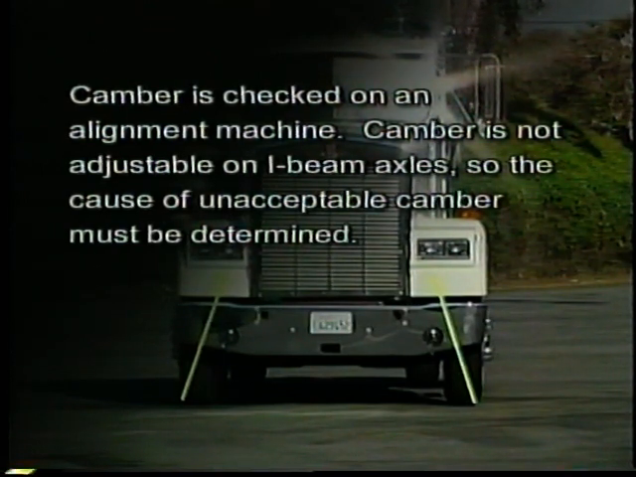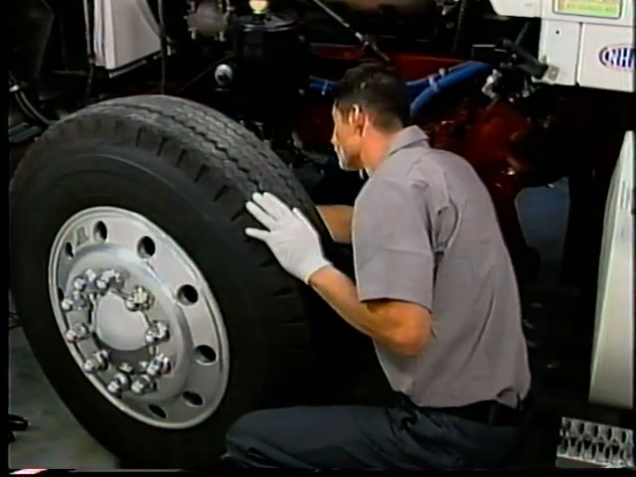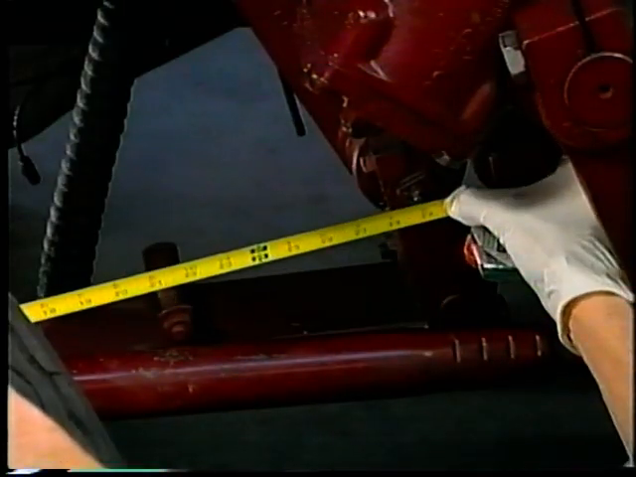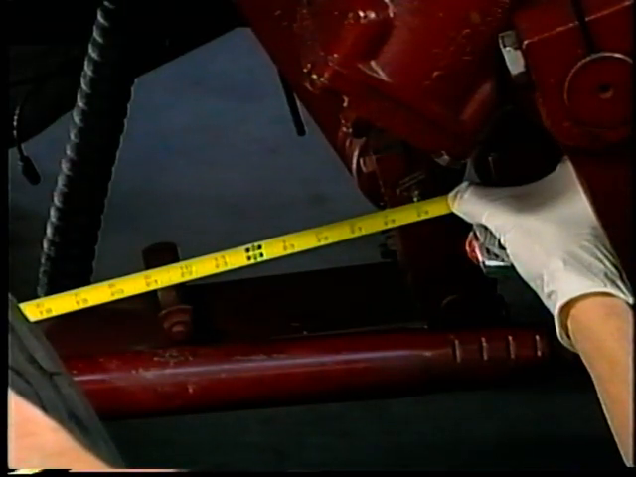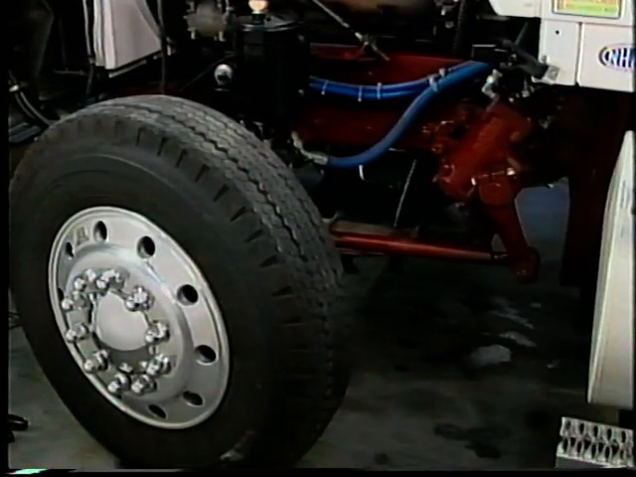Camber is not adjustable on I-beam axles, so the cause of unacceptable camber must be determined. If you have already checked the suspension components and found them to be okay, excessive tire wear may be caused by the I-beam being bent or twisted. Follow the manufacturer's procedures to straighten the I-beam if that is an acceptable procedure.